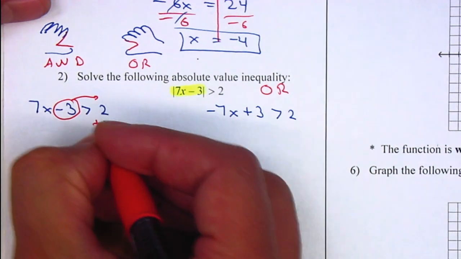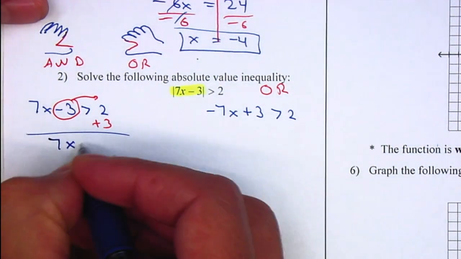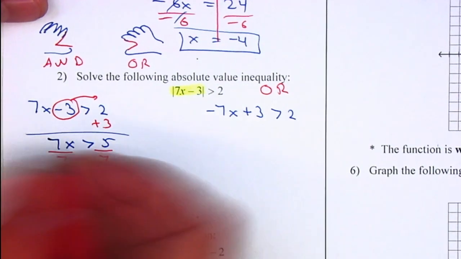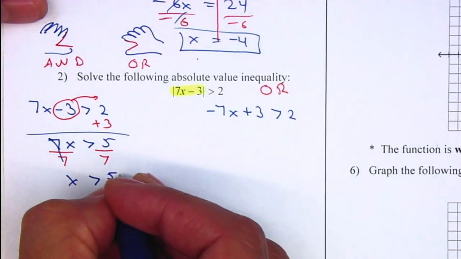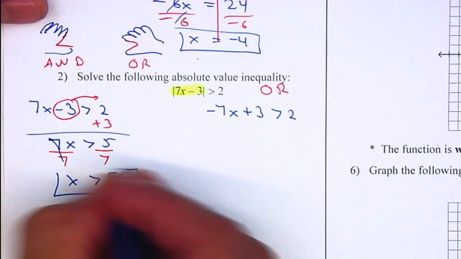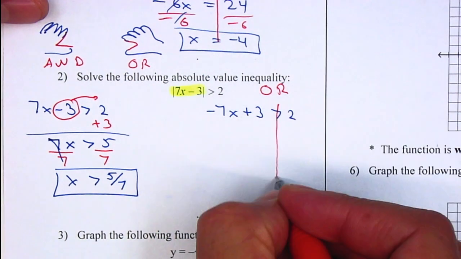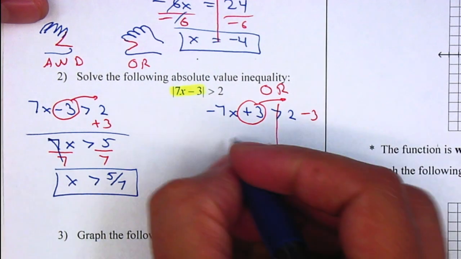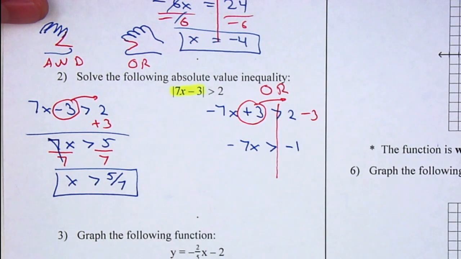Move my 3 to the right, becomes a positive 3. That gives me 7x is greater than 5. We are going to divide by 7, divide by 7. That cancels, so x is greater than 5 over 7. On the right hand side, we're going to go through the same process. Move my 3 to the right, becomes a negative 3. That is negative 7x is greater than negative 1.